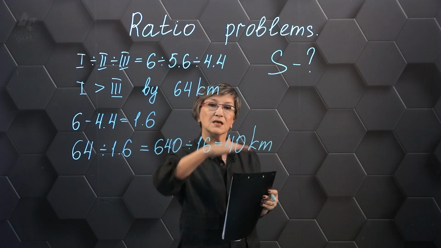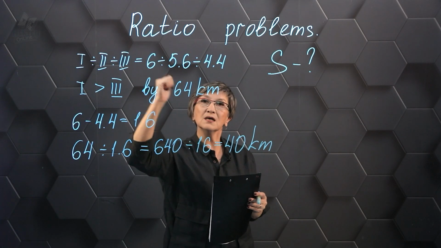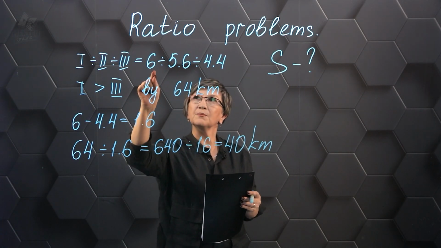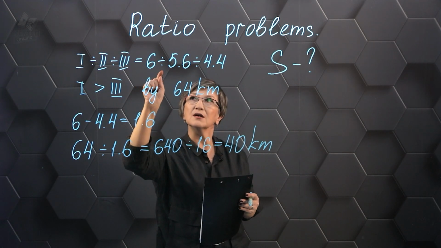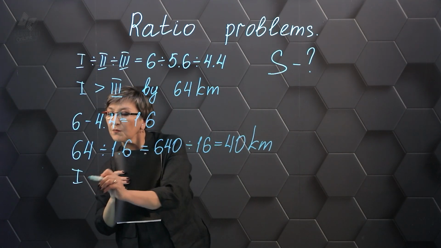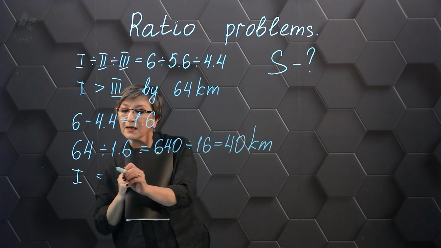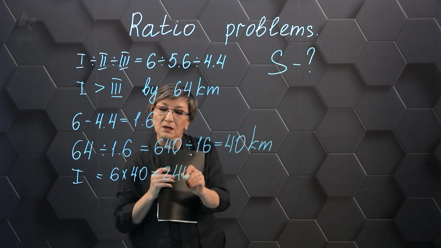But if 40 kilometers is one part, we can find how many kilometers they traveled on the first day. They traveled 6 parts on the first day. 6 times 40 is 240. Let's write down: on the first day, they traveled 6 times 40 equals 240 kilometers.